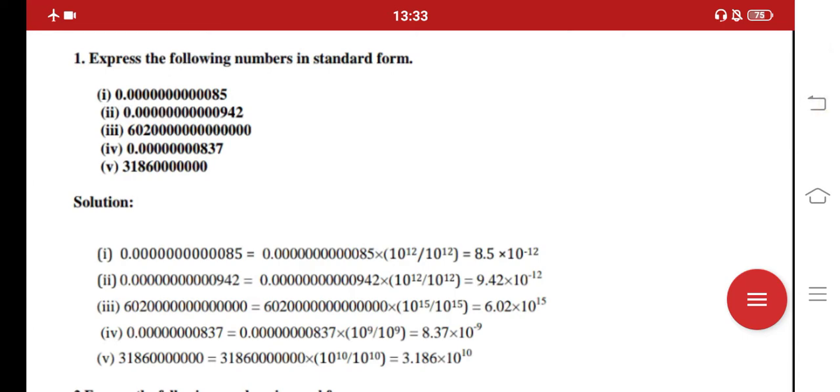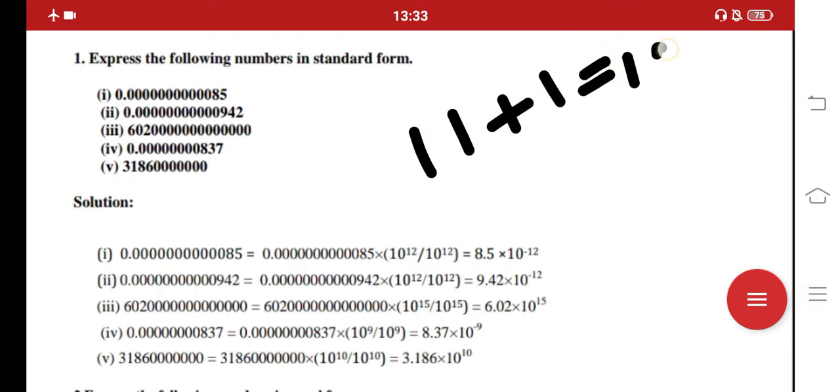So what you have to do, you just add one more to 11. So 11 plus 1, how much? You will get 11 plus 1 equal to 12. After getting this 12, you have to write this as a power of 10. Why? Because this is in decimal, it means we have to divide it by a power of 10. Okay, now see here what we have to do.